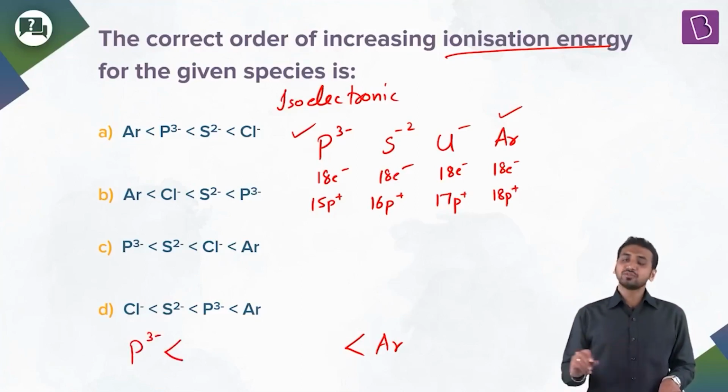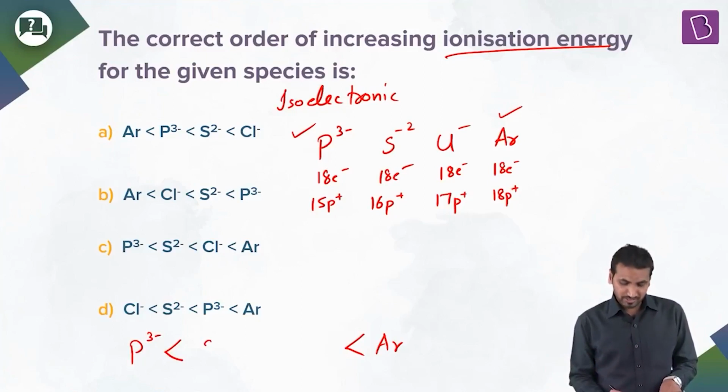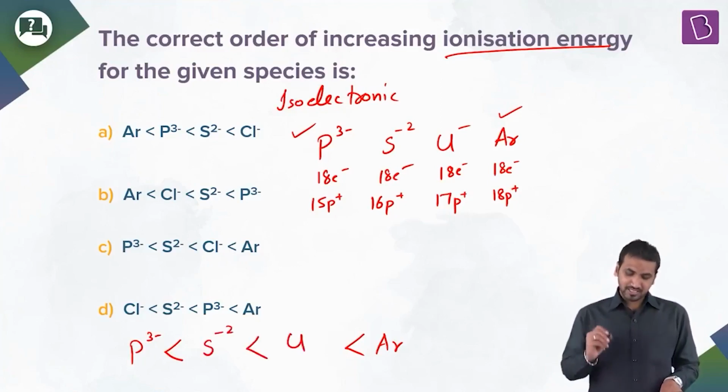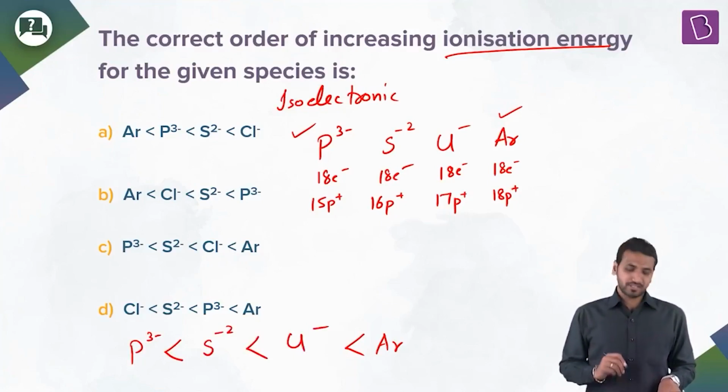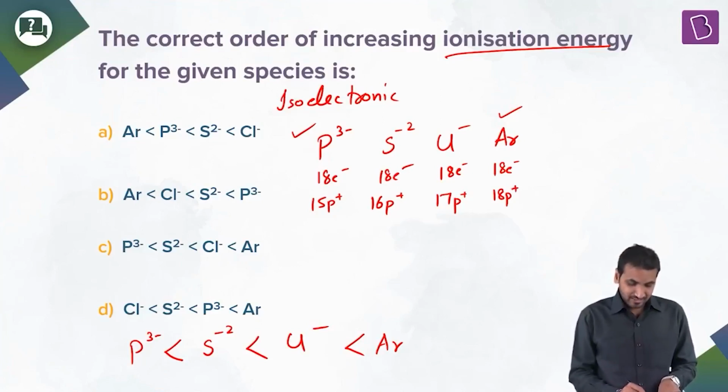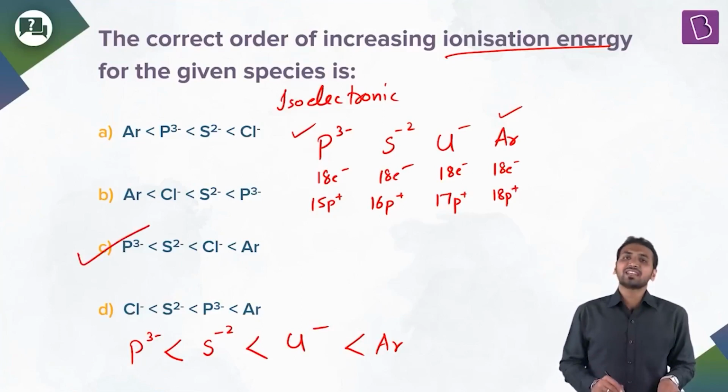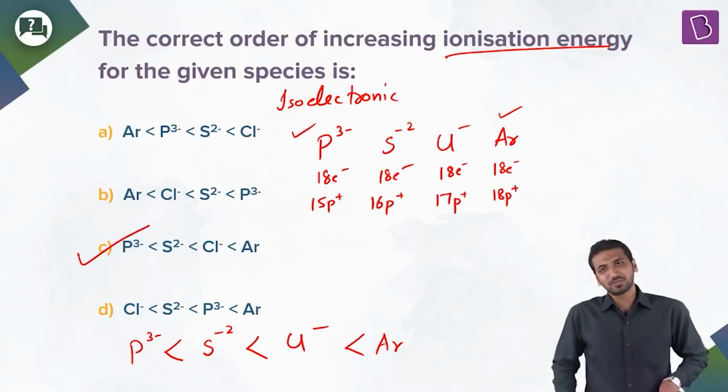Now you can easily observe the trend. This will be P3 minus, then S2 minus, then Cl minus, and then argon. This is going to be the trend. If you observe the options carefully, option C is matching with what we have calculated. So option C is going to be the correct answer to this question. Thank you.